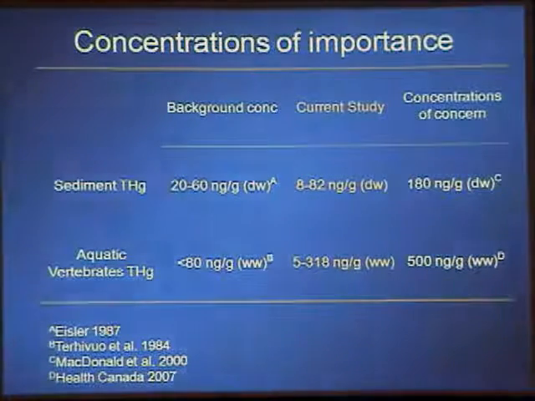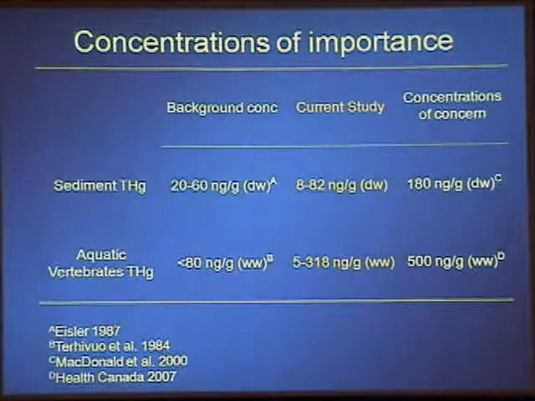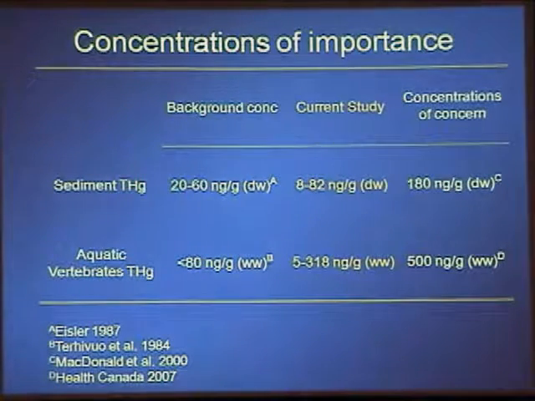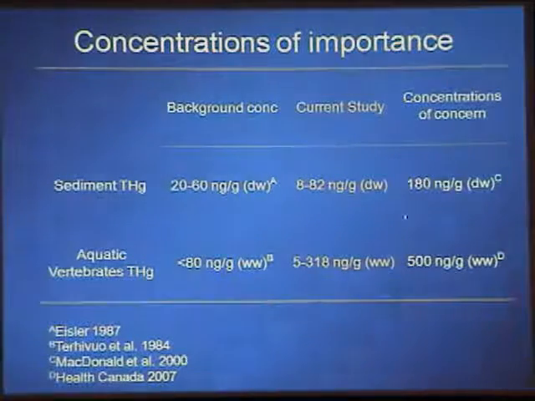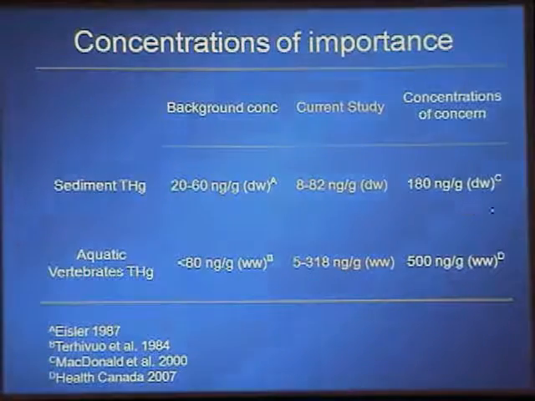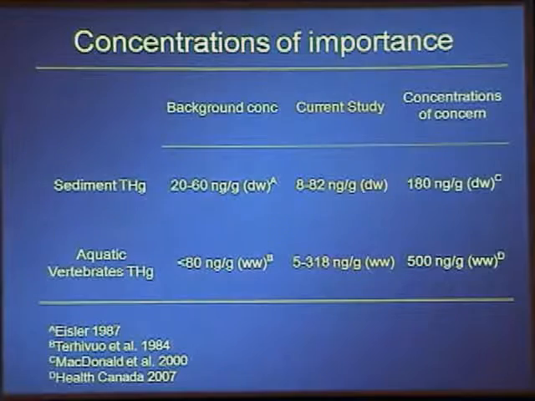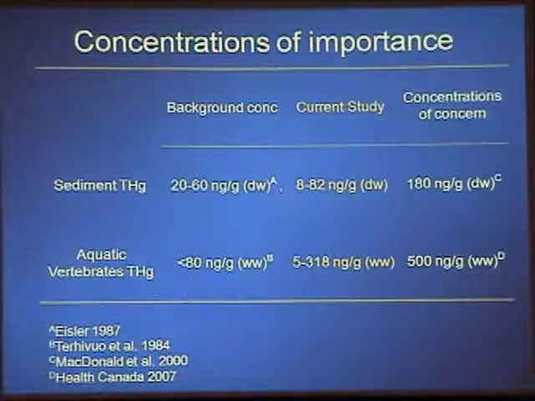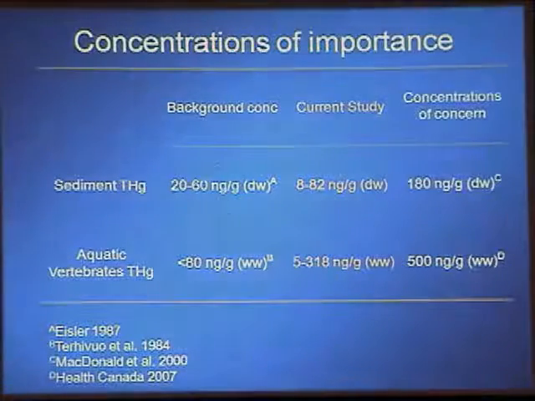So we also wanted to look at concentrations that were important, concentrations of concern. Here is some published information on concentrations of concern. This is for sediment, total mercury concentration. These are all in dry weight concentrations. And background concentrations reported in the literature, and here are some references for this particular data.